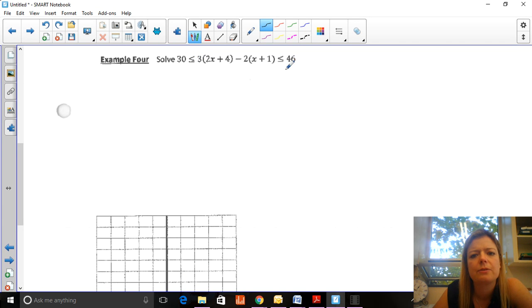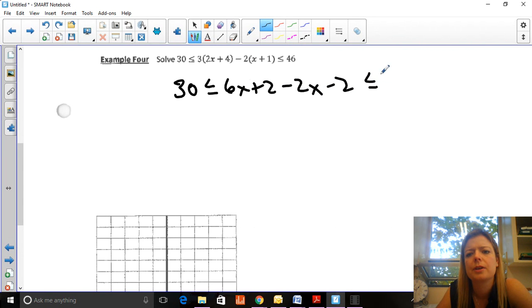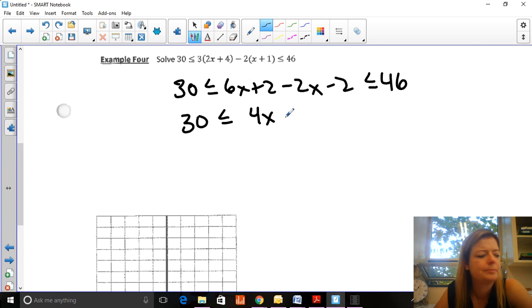So 30 less than or equal to, and 46. What we want to do first is simplify the middle. So 30, and then this becomes 6x plus 12 minus 2x minus 2, less than or equal to 46. Make sure you're using the distributive property in both cases. Then I'm going to simplify the middle to 4x. Oh, that should be plus 12. So 4x plus 10, less than or equal to 46.